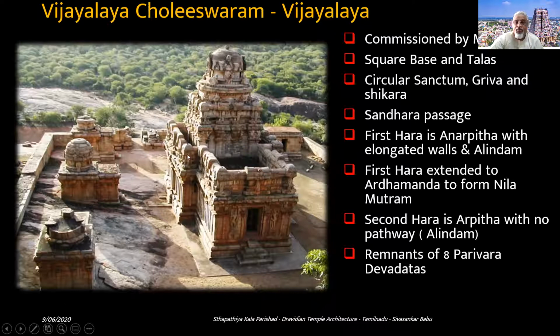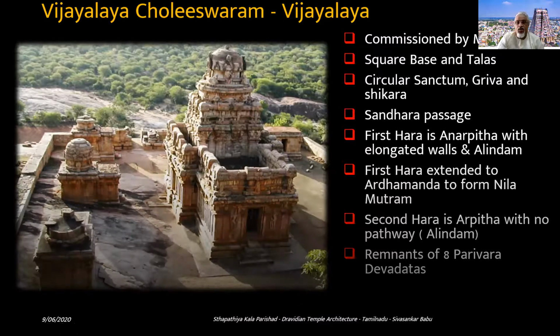If you come to the first tala, the first hara is an anarpita with a gap or alindam pathway, and instead of simply having the semblance of kudus or the shikaras alone, now we are seeing full-fledged mini vimanas with elongated tall walls. The second hara is an arpita hara, which is connected to this one with no pathway. And then the interesting thing is, around this we see Ashtaparivara temples coming up with different variations, this is for Ganesha, this is for Muruga, like that. So this is a trendsetter.